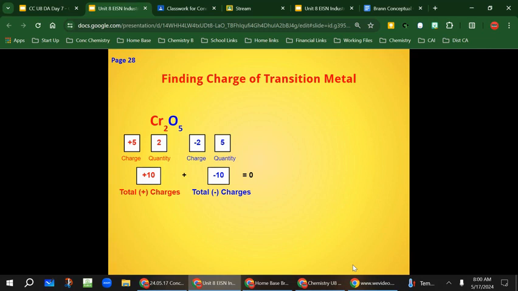Now, here's the thing. If it were calcium in the compound, what would the charge be? +2. If it were rubidium in the compound, what would the charge be? +1. If it's aluminum, what's the charge going to be? +3. If it's zinc, what's the charge going to be?